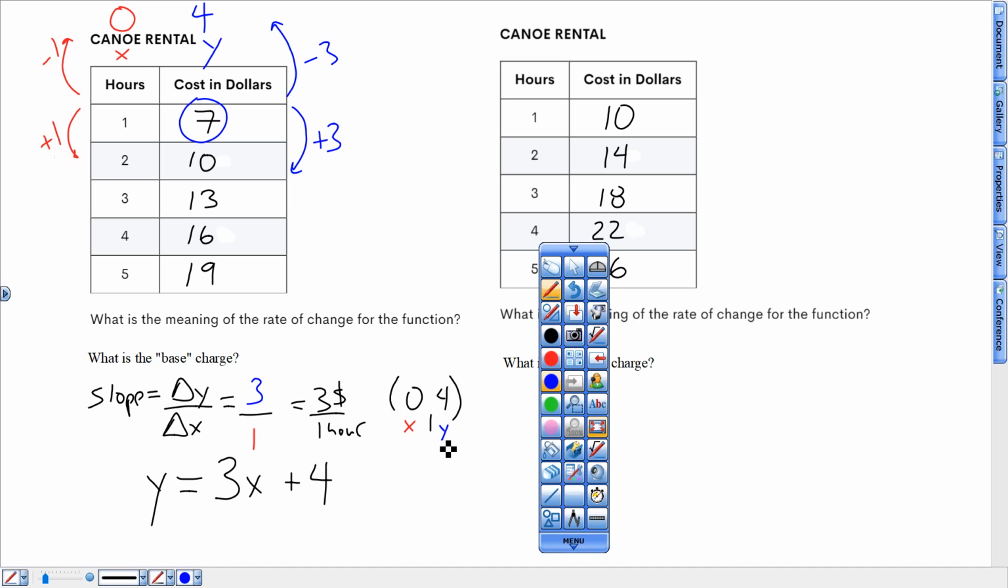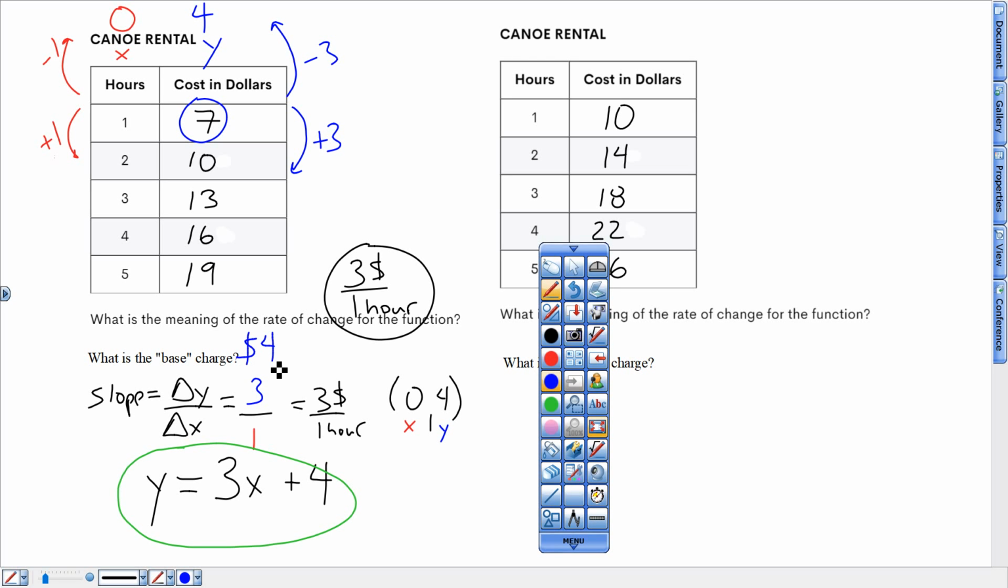That is your base charge. That 4 represents the y-intercept, represents how much you're spending at 0 hours. That's the base charge. So if I asked, what's the rate of change for this function? The rate of change is $3 for every 1 hour. That's the number that goes in front of x. Again, I want you to write the equation. What's the base charge? That is $4. That's how much you're spending after 0 hours, after you've even started to rent. So again, the base charge is the y-intercept number, the 0 term. The rate of change is the slope number in front of x.